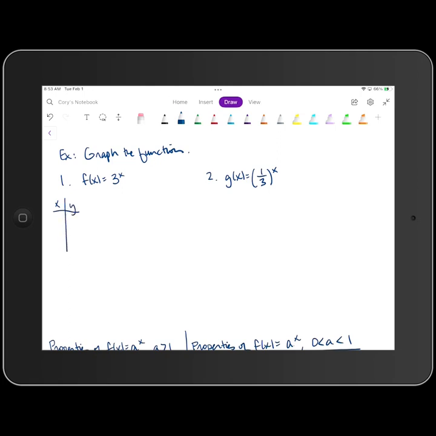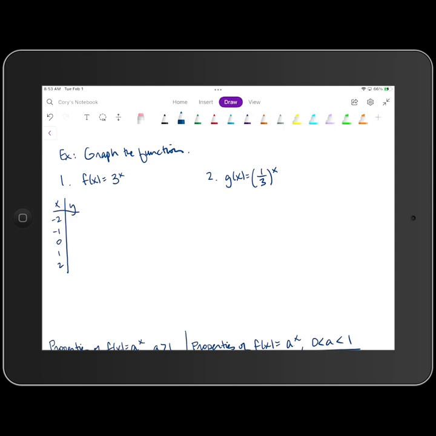So what I'm going to do for the graphs for number 1 and number 2 is make an XY table for both. And then I'm going to give you a process that you're going to use later on that's a little bit faster for graphing exponential functions. So we're going to make an XY table. We're going to pick a few different inputs for x and see what the corresponding outputs are for y. So we're going to pick the input values -2, -1, 0, 1, and 2.